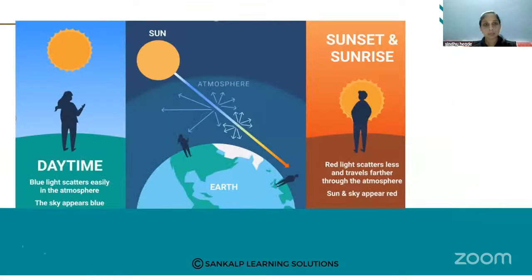That is the explanation. Again, this picture explains the same thing. At sunset and sunrise, the sun looks red. Red light scatters less and travels the farthest distance through the atmosphere. That's why at this time the sun looks red, and in the daytime blue light scatters easily in the atmosphere. That's why the sky appears blue.